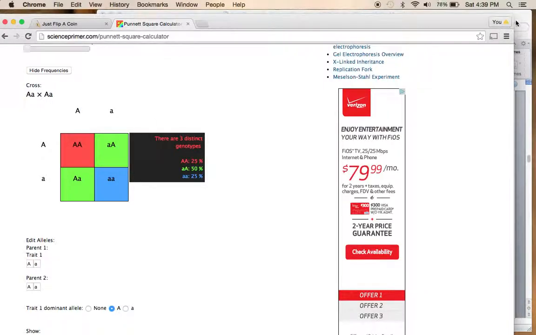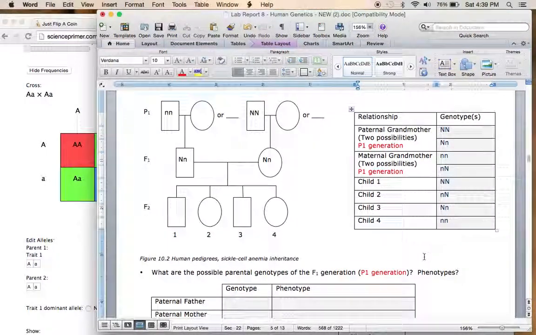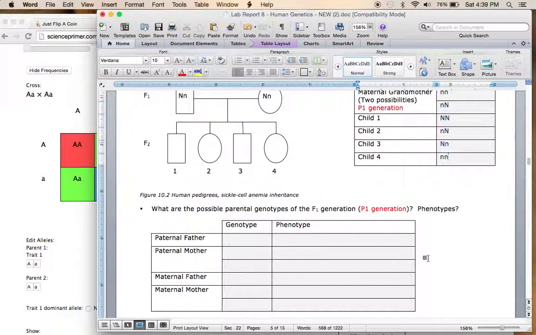One is homozygous dominant, one is homozygous recessive. So, looking at our lab manual, we have four options. We can have a child that is homozygous dominant. We have two options for heterozygous, and then we have a homozygous recessive. And those are our four options for the children. Okay. The next question's a little bit weird.